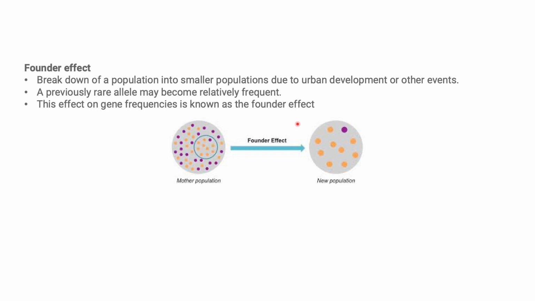Another important terminology is the founder effect. Sometimes a population may become fragmented into smaller populations due to urban development or other events. A new population is started by a small group of members of the original population, and by chance, a previously rare allele may be relatively frequent. This effect on gene frequencies is known as the founder effect and affects the stability of gene pools.